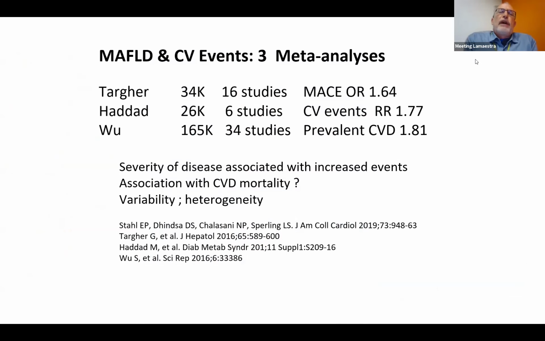This is MAFLD and cardiovascular events, different groups of different studies with the high risk of MACE, odds ratio 1.64, cardiovascular events in general 1.77, prevalent cardiovascular disease. Large number of patients in these studies, large number of studies, high risk.